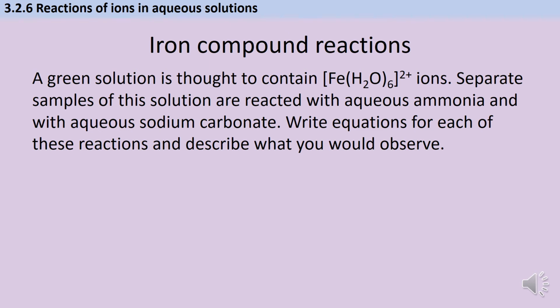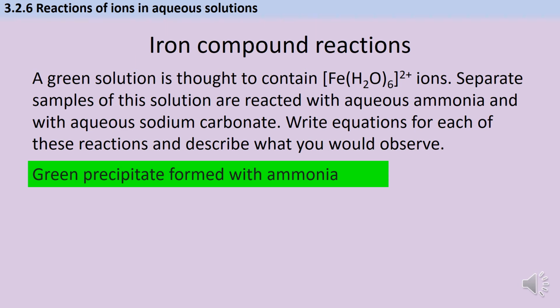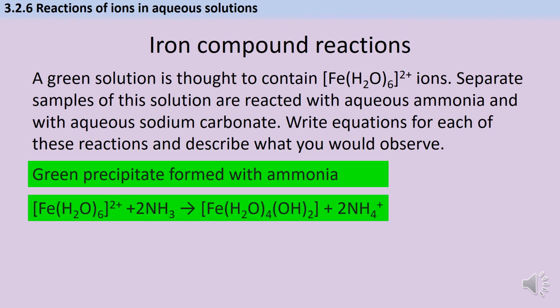So with the ammonia, we're going to see a green precipitate, and the reason for that, as we said, is because that ammonia can accept hydrogen ions, it can release hydroxide ions, and so we've got iron hydroxide being made. So we're going to have this hexaaqua iron 2+ ion with a bit of ammonia, and then we end up with 2 of the water molecules turning into hydroxide ions, and the ammonia turns into ammonium ions.